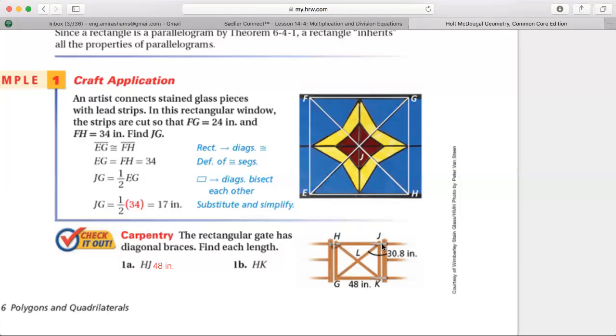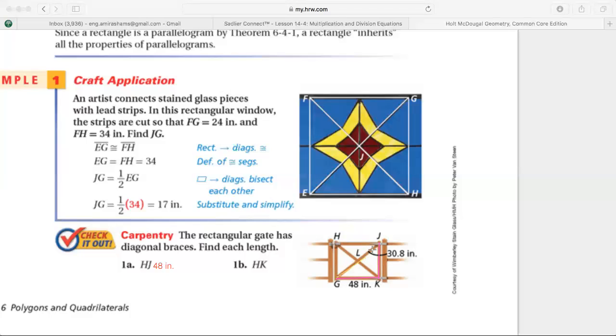I have here JK and GK. I have this one, and I have this one. I want to get HK. HK is equal to GJ because diagonals of the rectangle are congruent. So HK is equal to GJ.